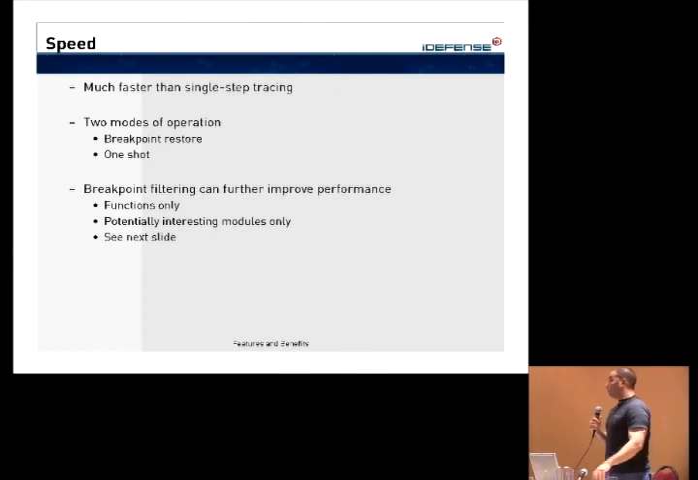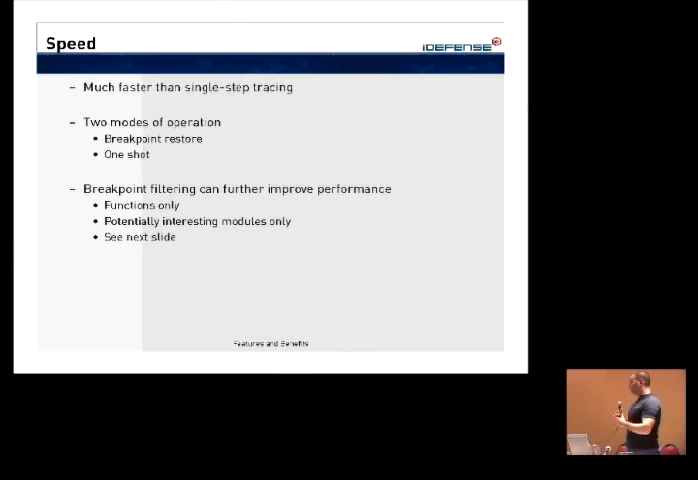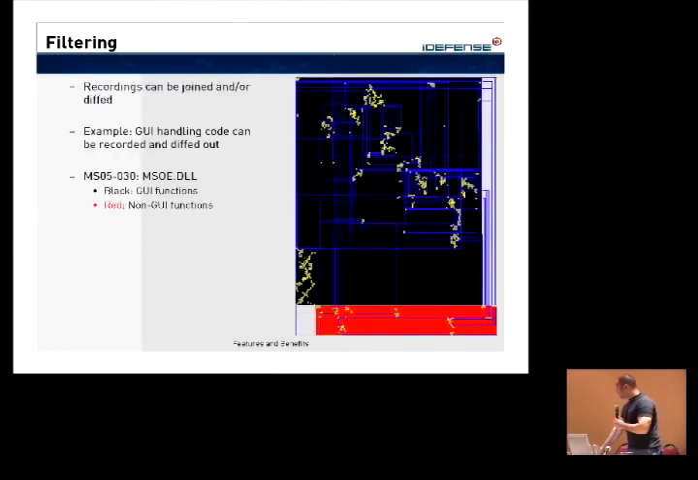To increase speed even more, you can do two modes of operation. There's a breakpoint restore, where every time a breakpoint is hit, it'll restore it, so when it's hit again, it'll log again. Or you can just do one shot, where once a breakpoint is hit, it logs that and it clears it. And that's going to be useful for filtering. And of course, filtering can also further improve performance, because maybe if you have a really massive module that has 17,000 functions and 50,000 nodes, maybe you'll only want to see what functions get hit first, do a quick look, see which one of those functions may be interesting, and then reduce the breakpoint list to only look into those.